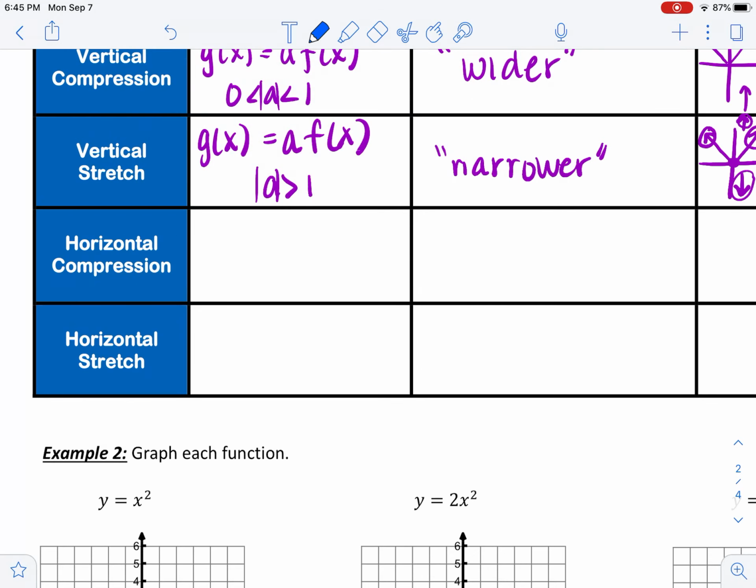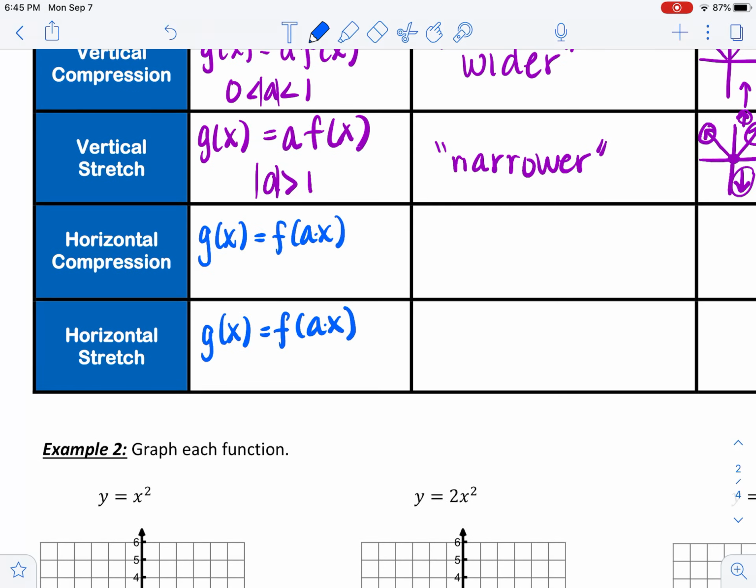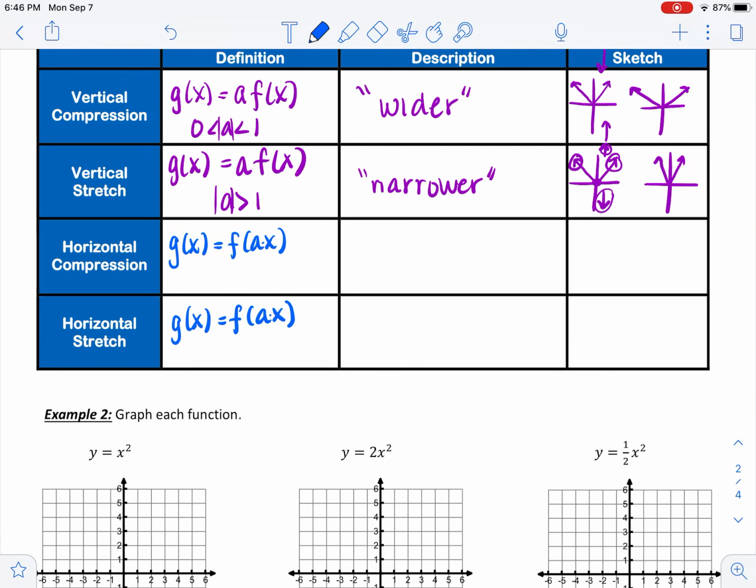So horizontal compression is when you have g of x equals, and then there's a coefficient in front of x inside the parent function. So once again, a coefficient in front of x inside the parent. Okay? Now, let's talk about what it looks like first. So here's my absolute value function that we'll think of. If I'm pushing in this way, it's gonna get narrower looking.